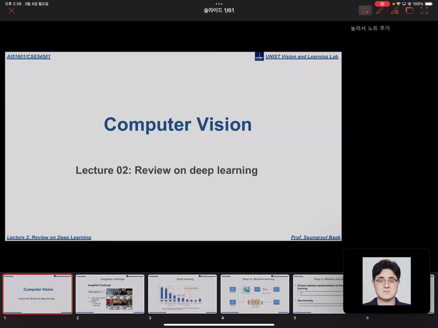So in the previous lecture, we learned a brief overview of the computer vision field, and we also reviewed how to use the OpenCV library. We already uploaded the lecture video to Blackboard, so you can confirm that there.